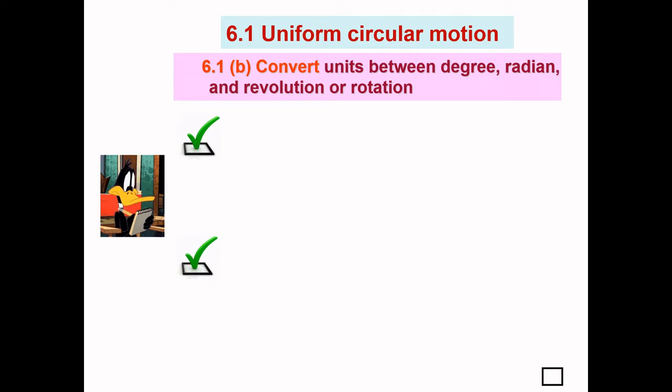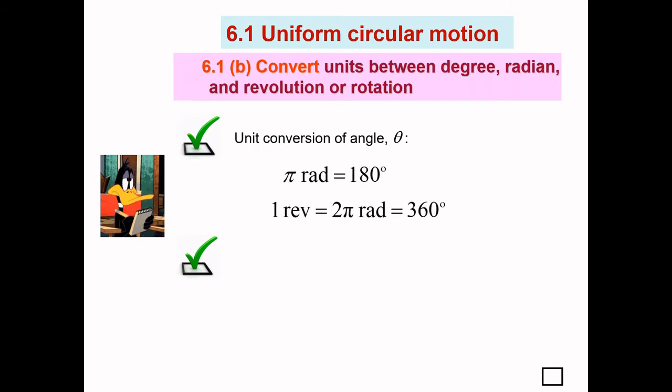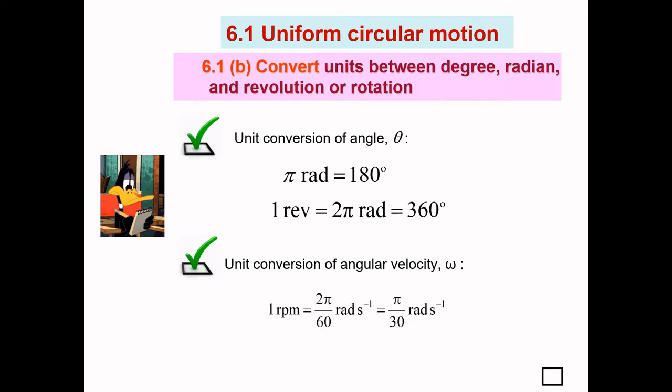Uniform circular motion: convert units between degree, radian, and revolution or rotation. Take note, guys. Unit conversion of angle θ: π radian equals 180 degrees. One revolution equals 2π radian and equals 360 degrees. Unit conversion of angular velocity ω: 1 rpm, which is revolution per minute, equals 2π/60 radian per second, equals π/30 radian per second.